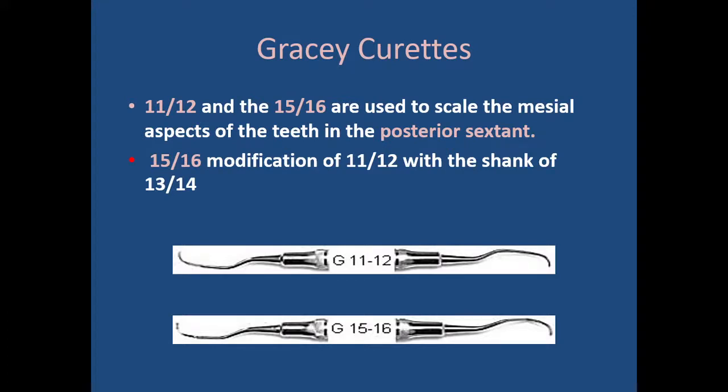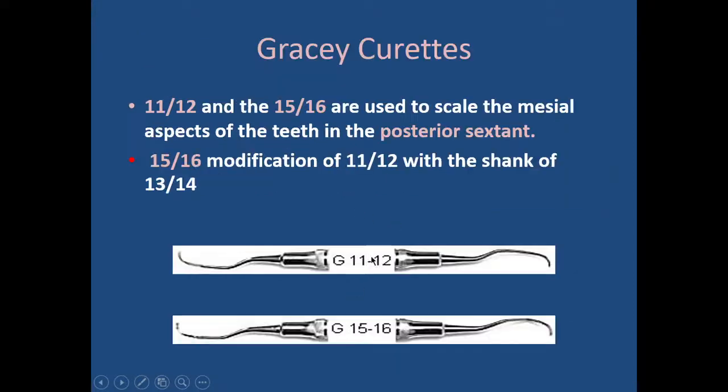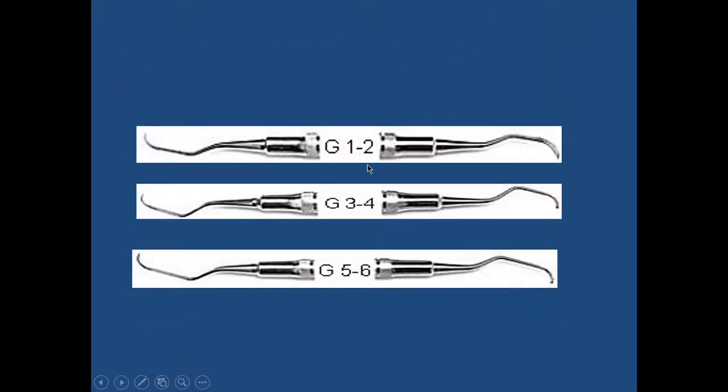Okay, 11 and 12, and 15 and 16 is a modification of 11 and 12 with the shank of 13 and 14. And 17 and 18 is a modification of 13 and 14 with a terminal shank elongated by 3 millimeters and a more accentuated angle of the shank. Okay.